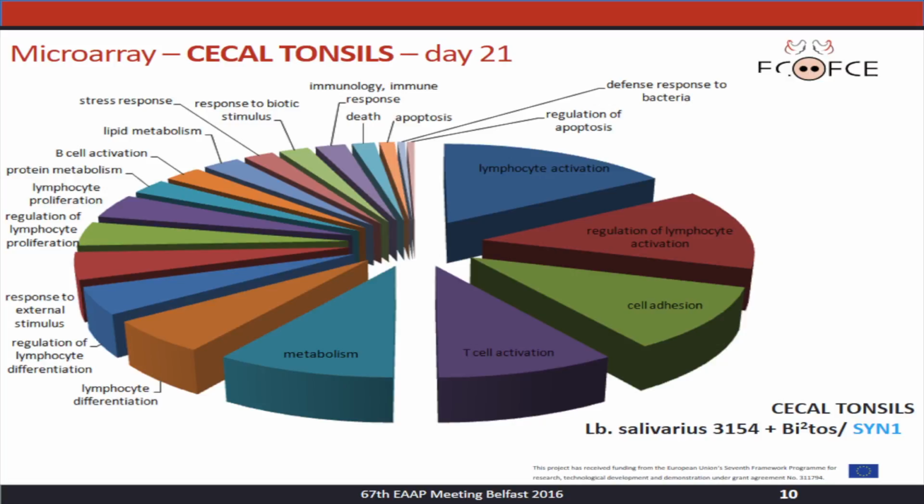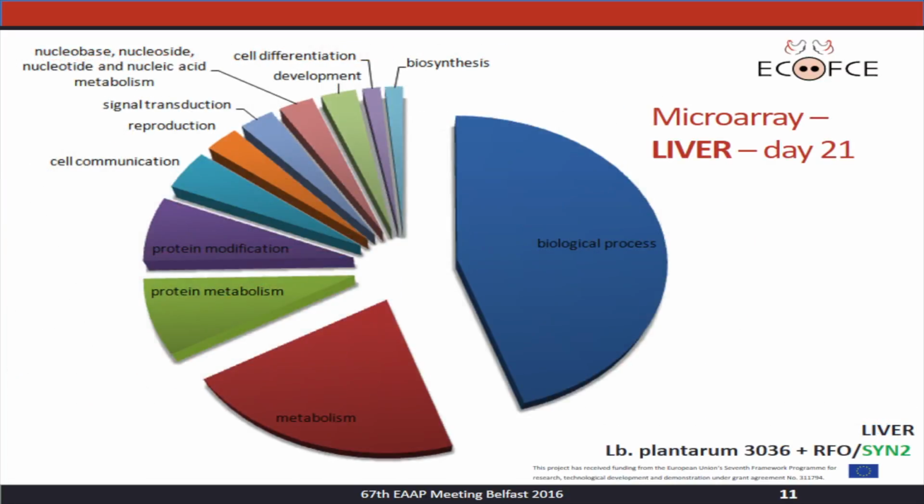On the contrary, if we look at the liver and the gene pathways which were changed after symbiotic 2 injection, they were related mostly to metabolism, to protein metabolism, protein modification, or in general biological processes.